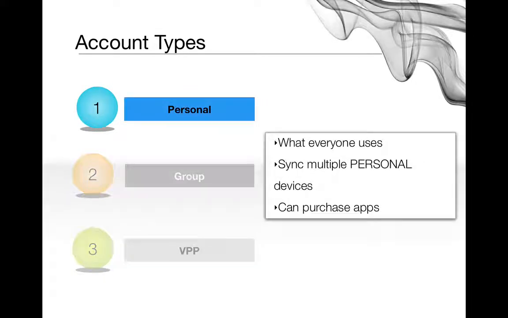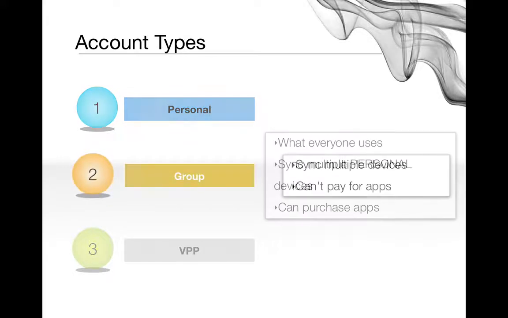The first one, the personal ownership model, is what we're all familiar with. It's what you use on a personal device. You create a personal iTunes account. You can purchase apps on it. You could sync multiple personal devices to that single iTunes account. The problem is that you cannot use a personal ownership model on a classroom set of iPads without being outside of Apple's terms of use.